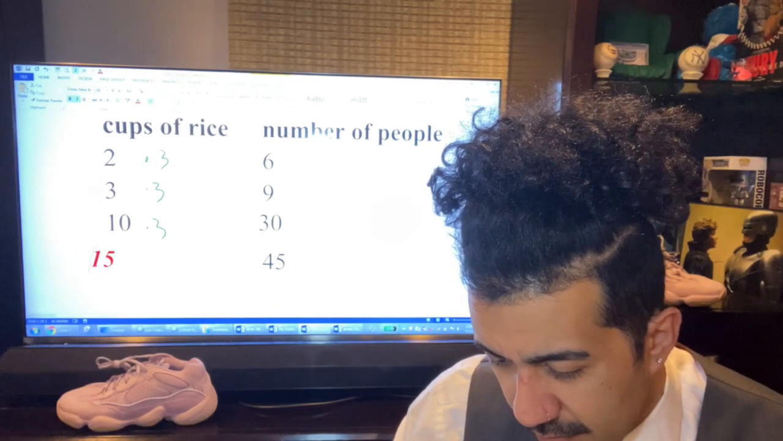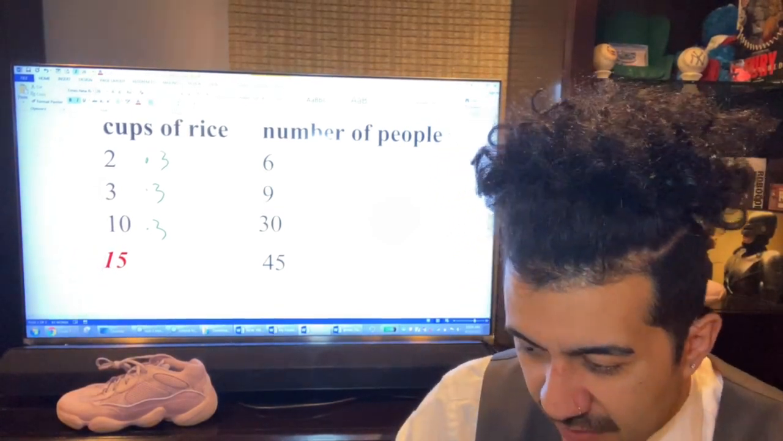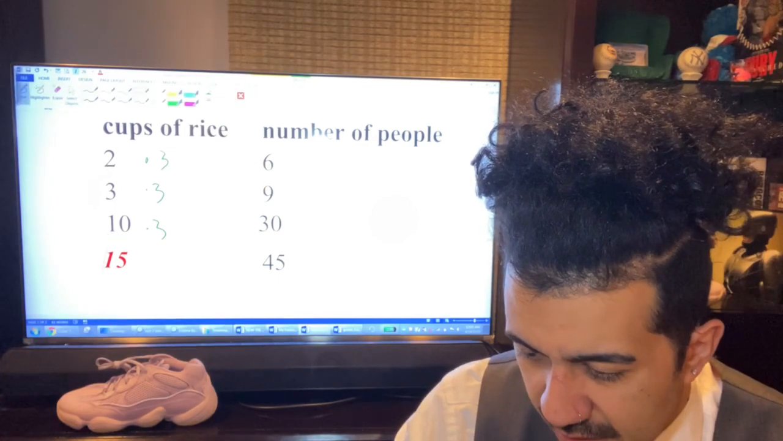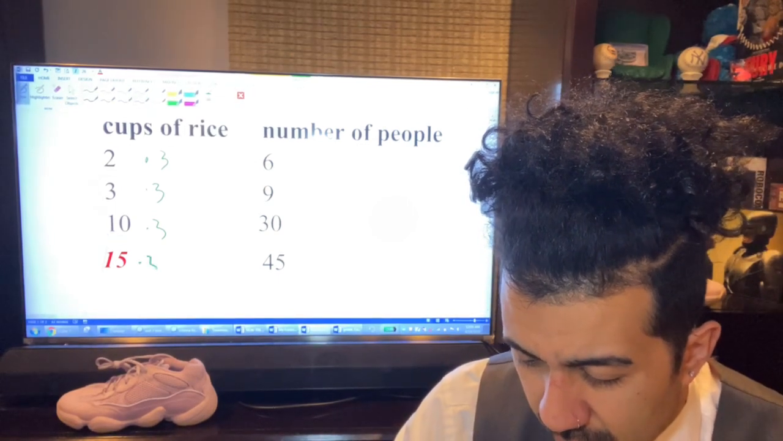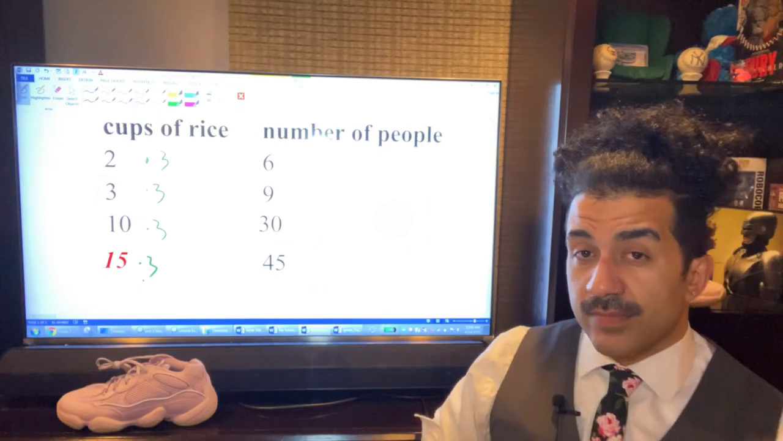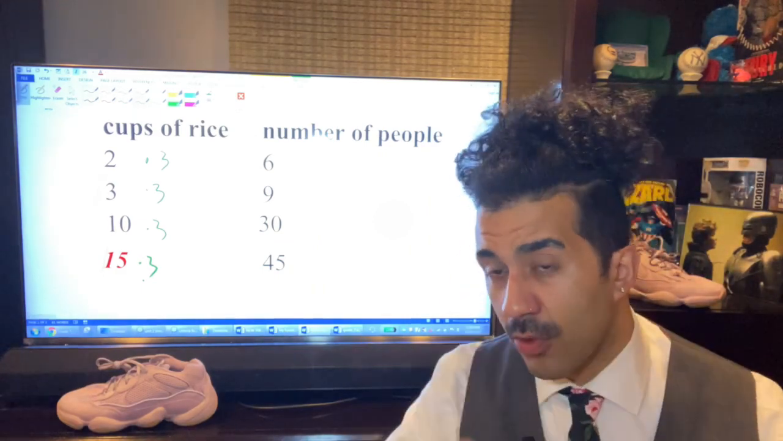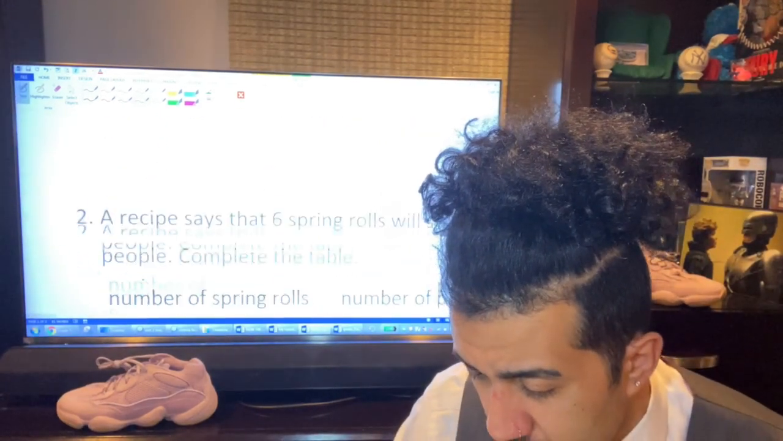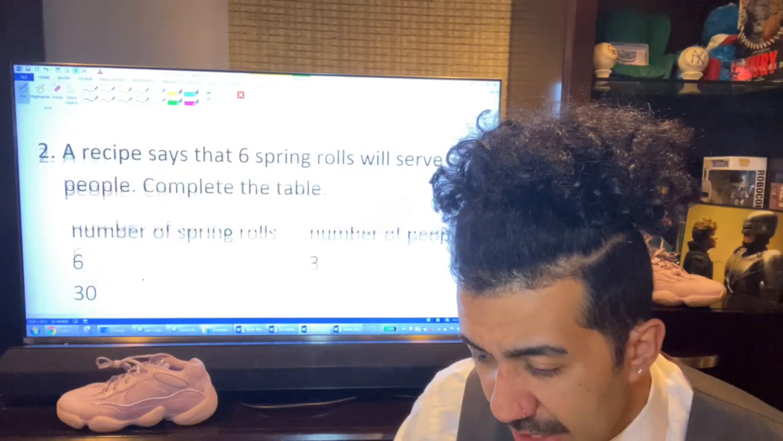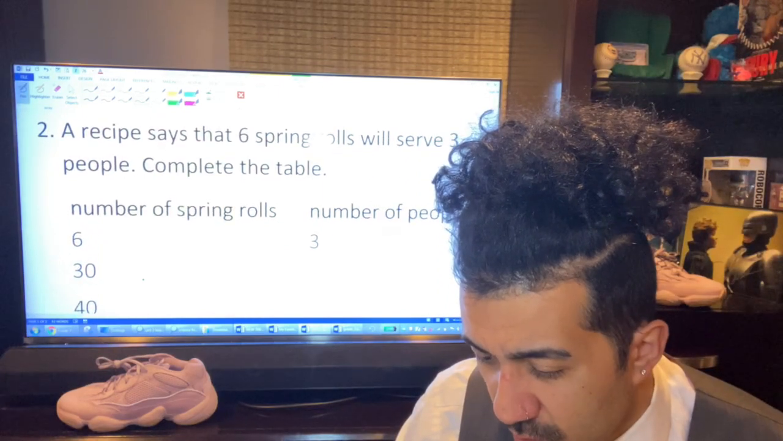All right. And just, again, visually so you guys can see it. 15 times 3 equals 45. Okay? Cool? One more example. A recipe says that 6 spring rolls will serve 3 people. Complete the table.